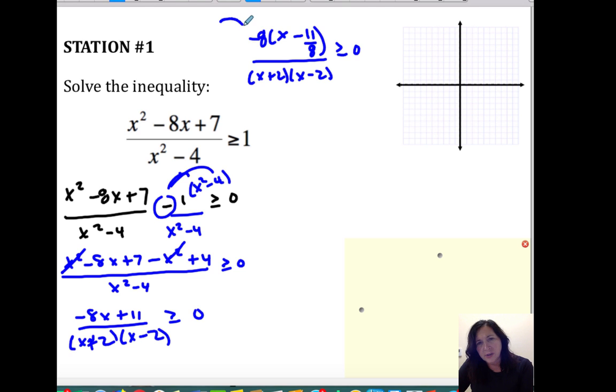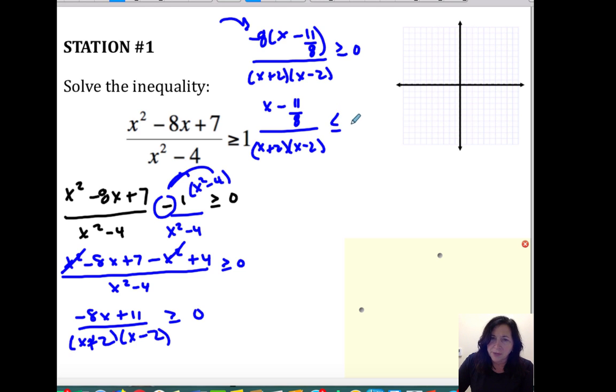And what I'm going to do is right here, see this negative 8? I would divide everything by negative 8 to lose that, move it to the other side. And I would then have (x minus 11 over 8) divided by (x plus 2)(x minus 2). But this now becomes less than or equal to 0 as I divide by negative 8 on both sides. And it's a negative, so that's going to change my sign. So this is what I have here.